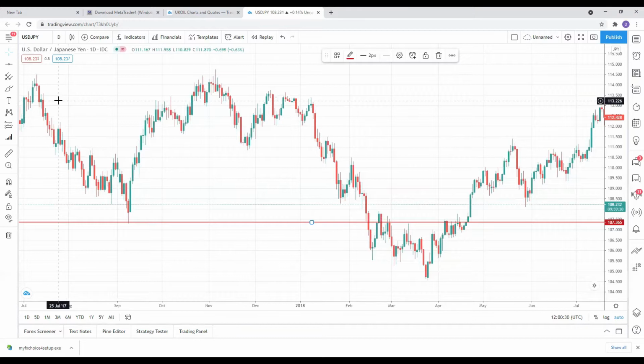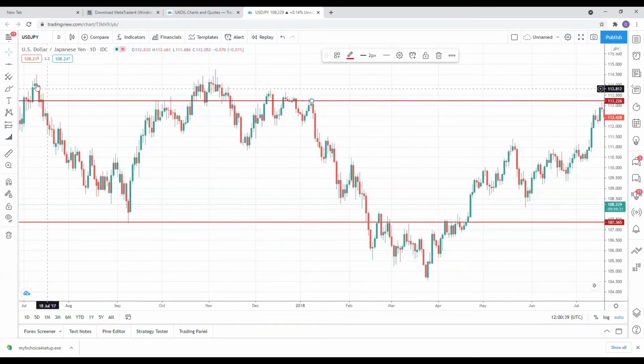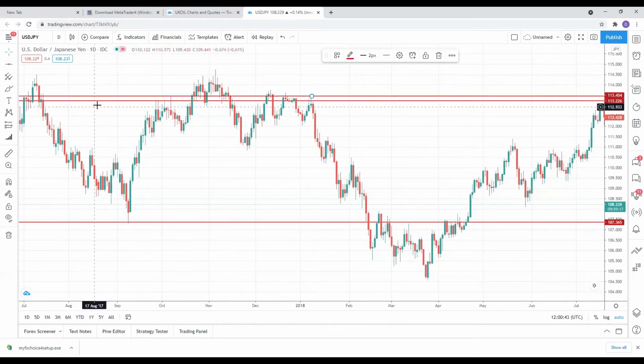Additionally, areas of higher highs are potential areas of resistance. This is a potential area of resistance. Resistance may be a zone. This is a potential area of resistance.